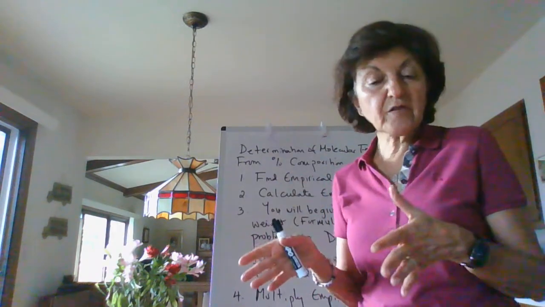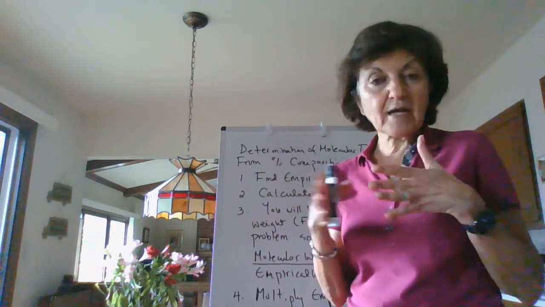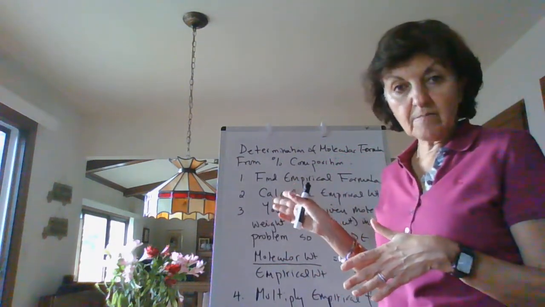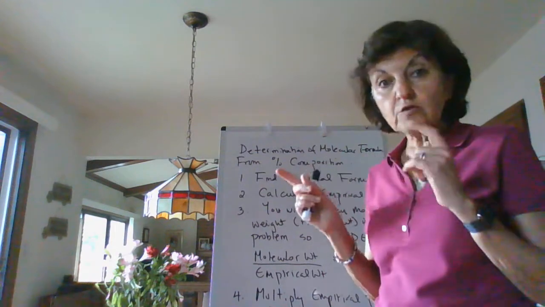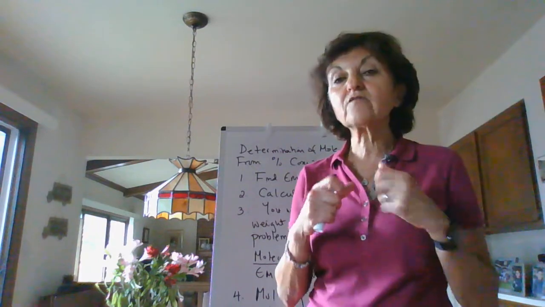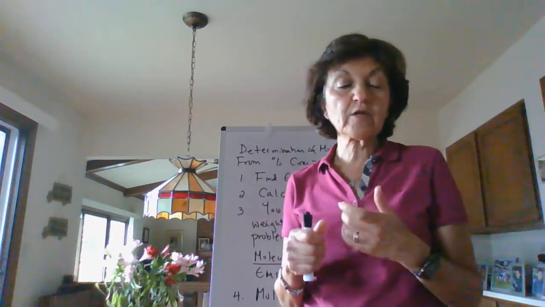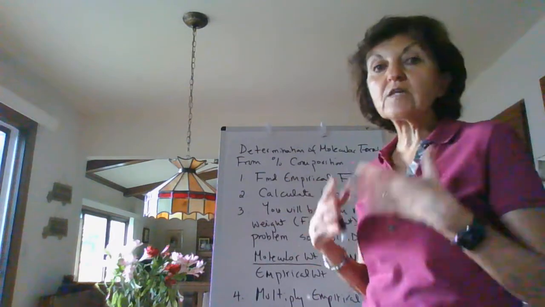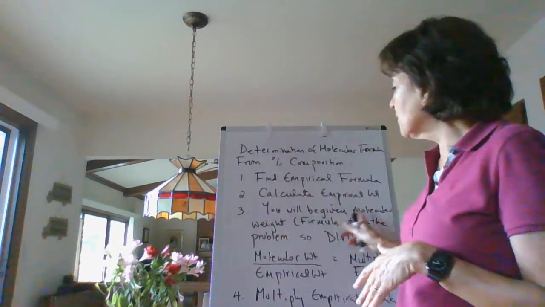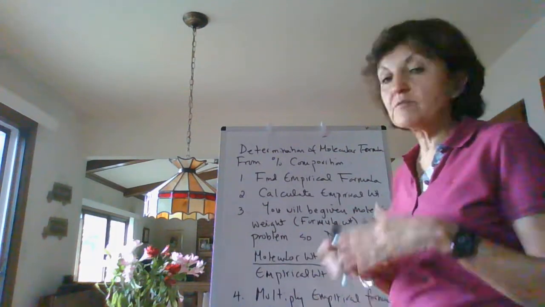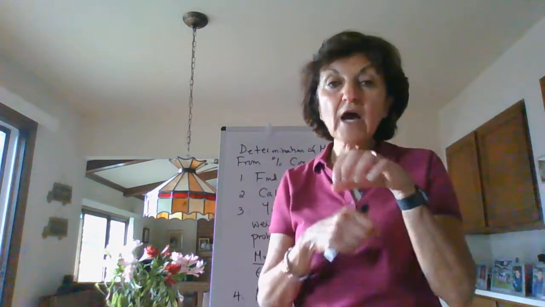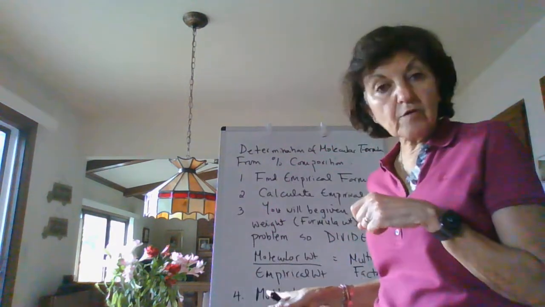Okay, once you've got the empirical formula, you add up all the masses of all the elements in that formula to get the empirical weight. Okay, good. Once you do that, you will find in the problem the molecular weight. It's always going to be given to you, the molecular weight or the formula weight. So that's basically the weight of the whole formula, the whole big molecule. So what you're going to do is take that molecular weight that they've given you in the problem and divide it by your empirical weight.